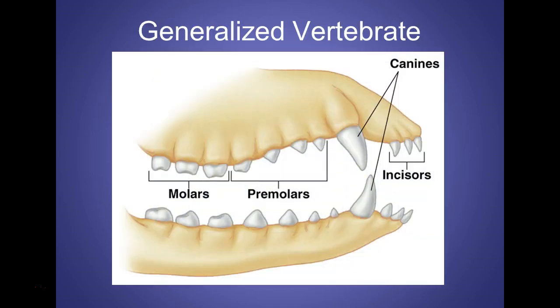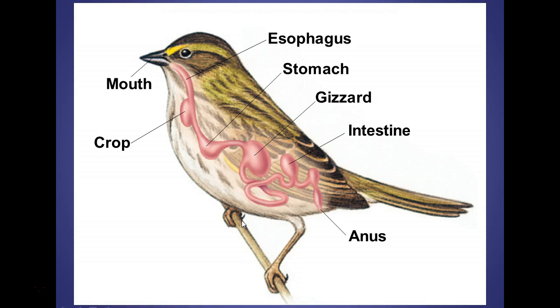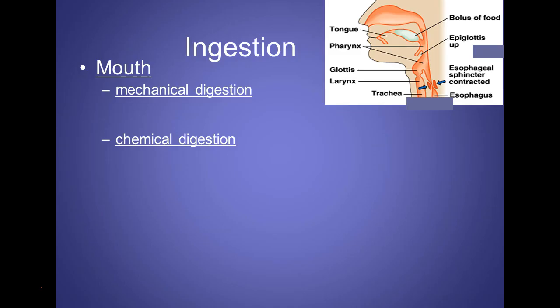So we're looking at a generalized vertebrate here. We see the canines and the incisors. These are our meat-eating teeth, right? And then we get to the back, and these are our molars, and these are our grinding teeth. A bird is a little bit different. A bird does not have teeth, but a bird has this really cool crop, which they actually swallow stones, and then food goes in here, gets ground up by their stones, and then can go down into their stomach for digestion.